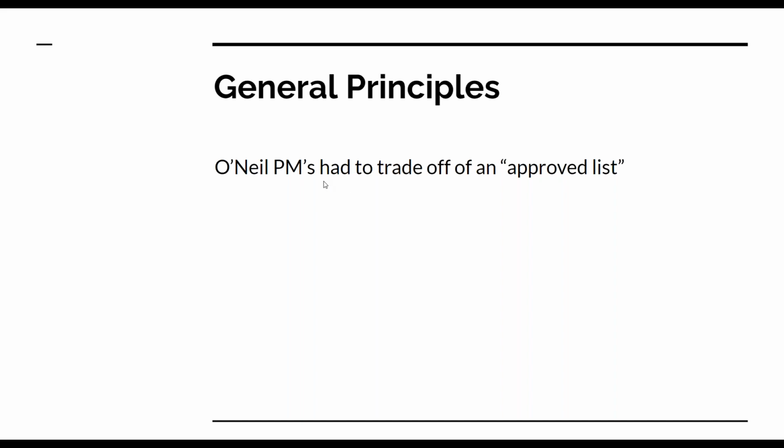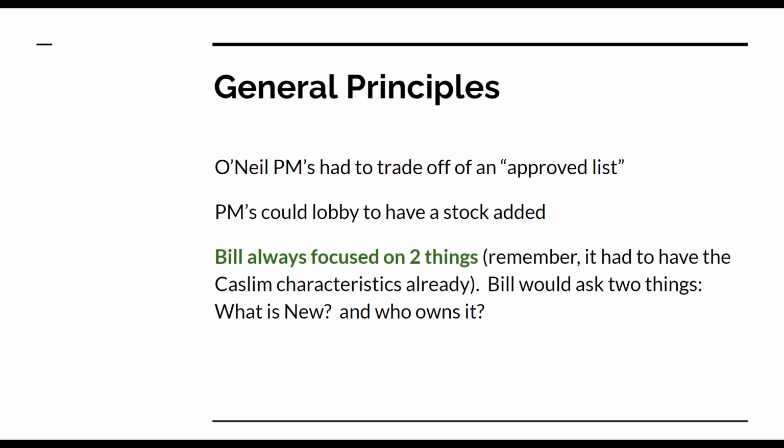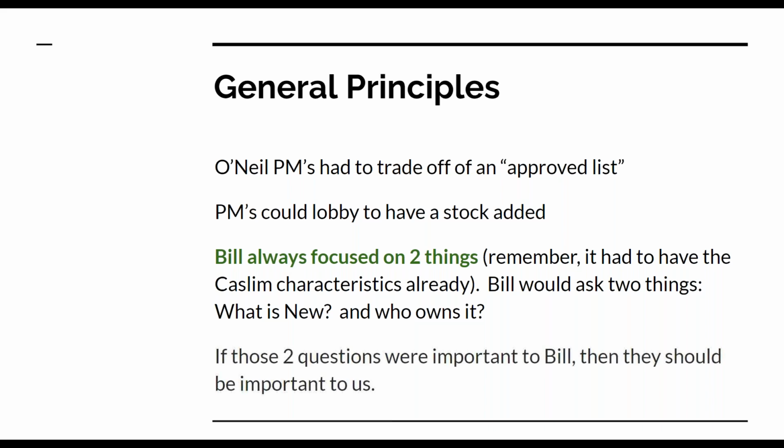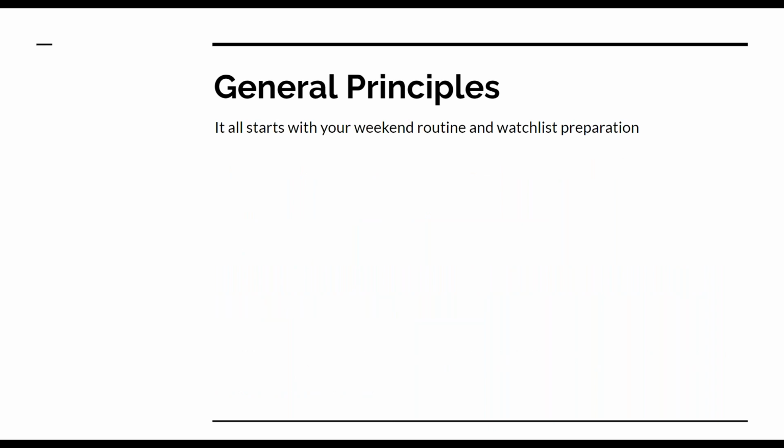So also, so you know, Bill's portfolio managers had to trade off an approved list. They couldn't go buy any stock. They could lobby to have a stock added to the approved list, and Bill would focus on two things. Remember, it already had to be a CANSLIM stock, or you didn't go in Bill's office and start talking about it. But he would ask two things. One, what is new? So the N in CANSLIM. And two, who owns it already? What funds own it? What fund managers have kicked the tires and bought it? The I in CANSLIM. So if those were important to him, I think they should be important to us.